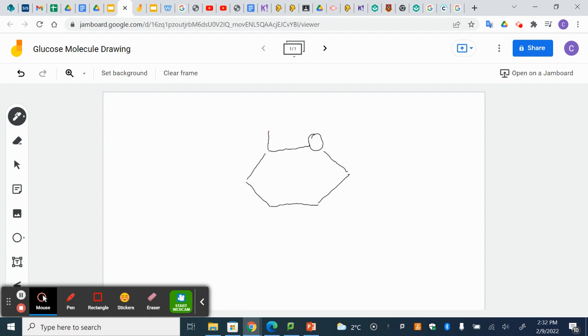Okay, I'm going to add my 2 hydrogens. So I got my carbon here. I'm going to add my 2 hydrogens and my OH group off of this carbon. And now I can start going into my hydroxide groups. Again, this is alpha glucose.